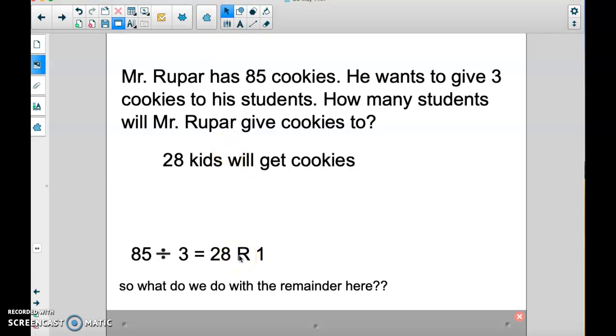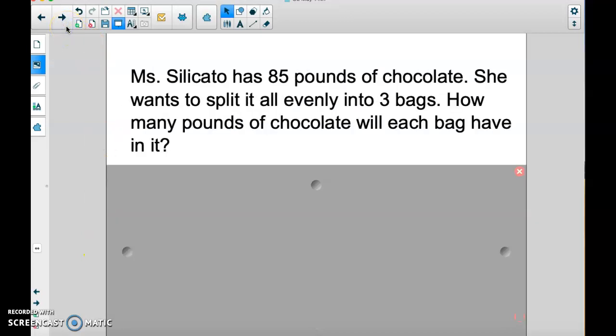Hopefully these two make sense. Okay? Now let's go to another kind. So Miss Silicato has 85 pounds of chocolate.